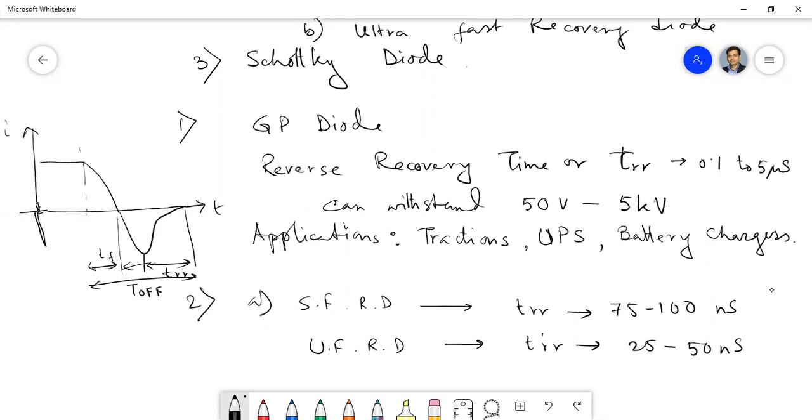So today we'll stop here. We'll take only a 1 hour class for today. And after puja, we'll start a new class on power electronics. So if you have any other doubt, you can ask me.